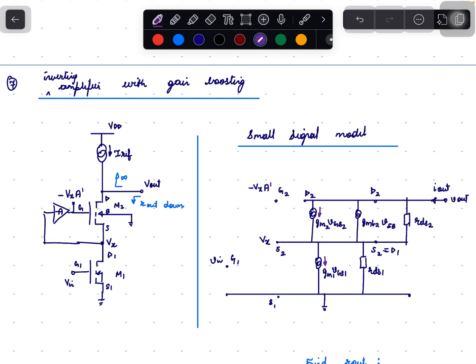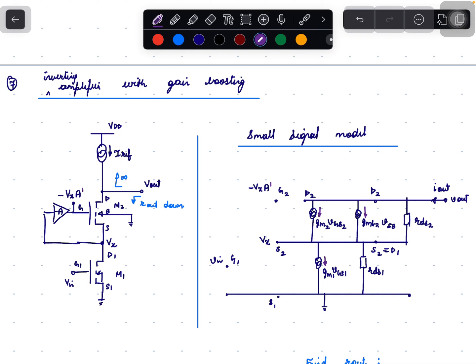Since the bulk of transistor M2 is not connected to source, we have a source to bulk voltage, that is VSB. Hence the term GMB2 times VSB is present. That is a voltage controlled current source. And then we have RDS2, that is the output impedance of transistor M2.